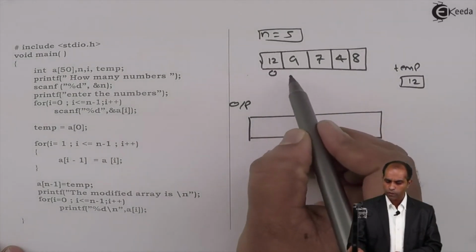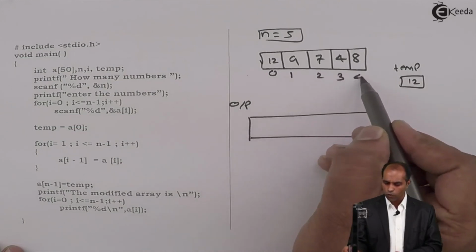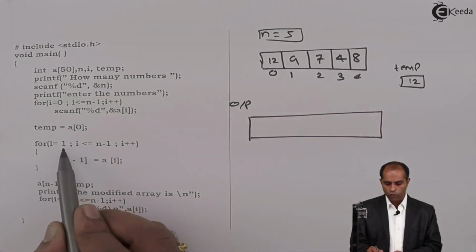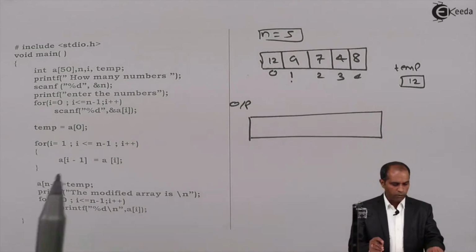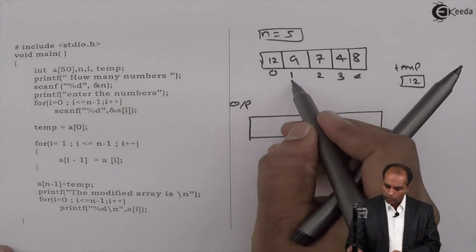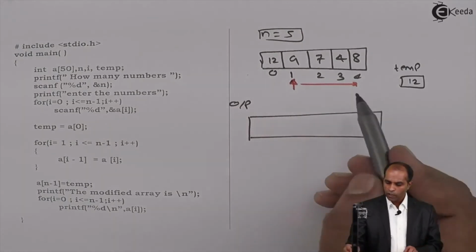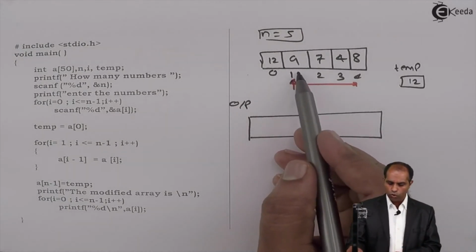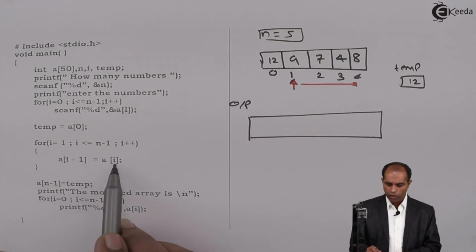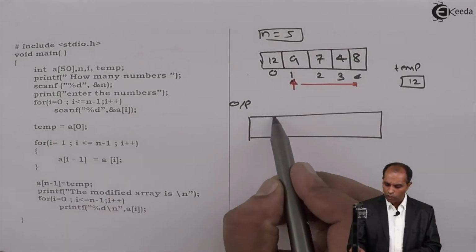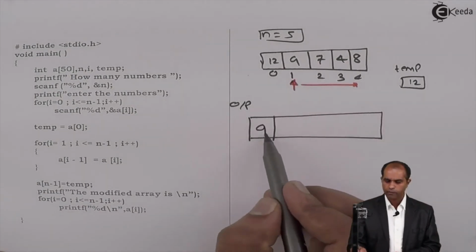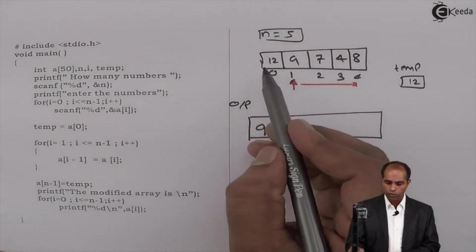So this is 0, 1, 2, 3, 4. So I have to start the loop from what to what? 1 to n minus 1. So 1 to n minus 1 is from this location towards this n minus 1. When i is 1, a of 1 should go to a of 0. So a of 1 comes to a of 0, that is 9. So 9 goes to this location.